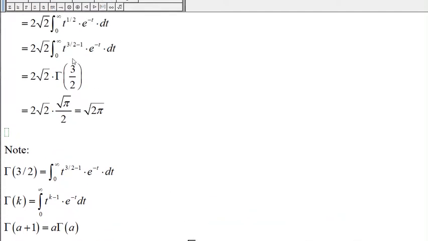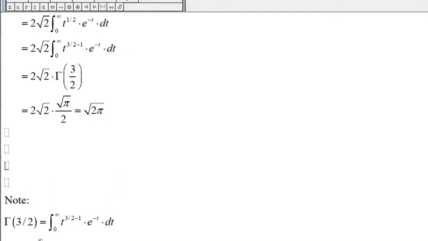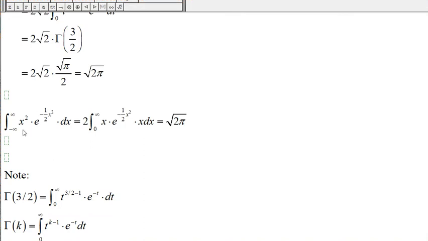And now back to the problem. This integral is gamma of 3/2, which is the square root of pi over 2. 2 divided by 2 will be 1. So we have the square root of 2 times the square root of pi, which is the square root of 2 pi. And so in summary, the integral from negative infinity to positive infinity of x squared times e to the negative 1/2 x squared is equal to the square root of 2 pi.